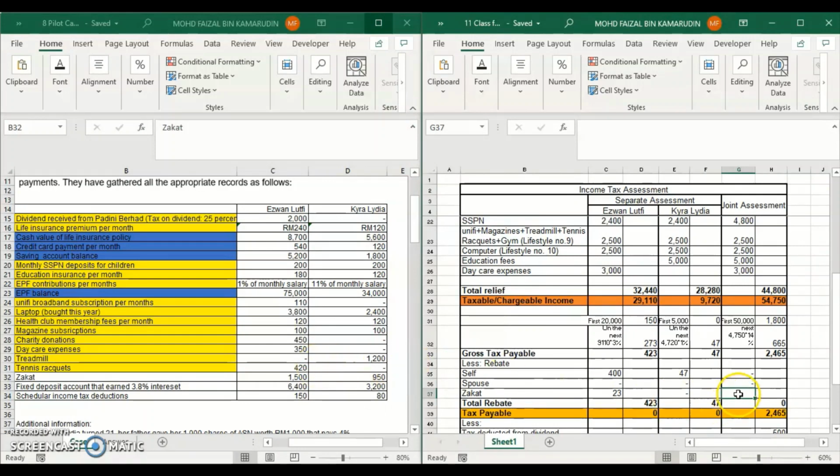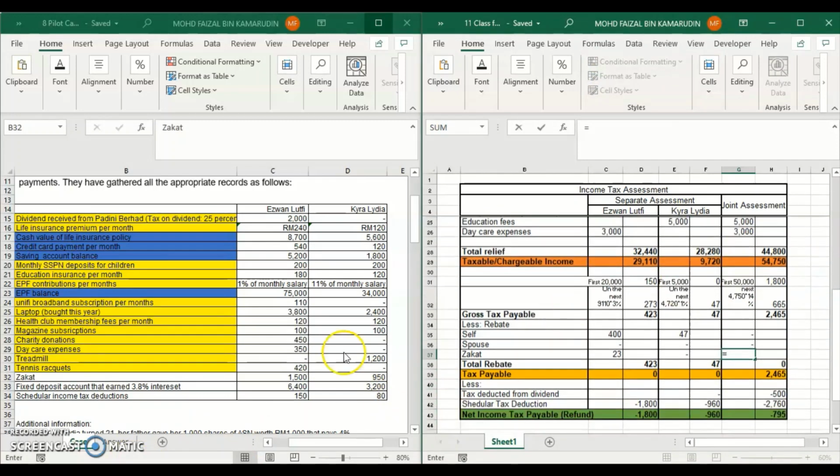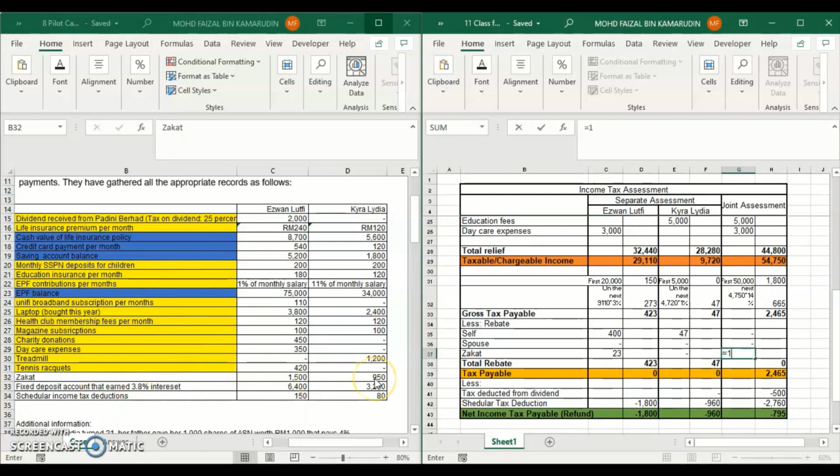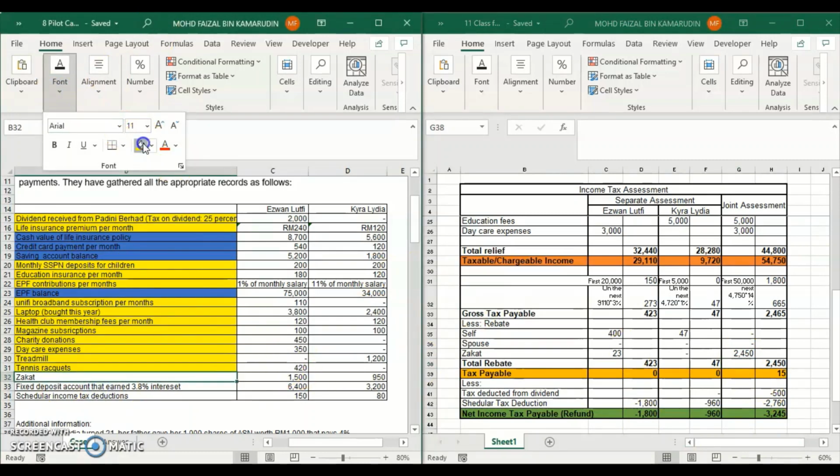If your zakat amount is less than the taxable amount, obviously you can claim all. Here he's paying 1,005, and then Khaira is paying another 950. In this case, yes, you can claim all for the zakat. Now this is where we get the next item, which is tax payable.